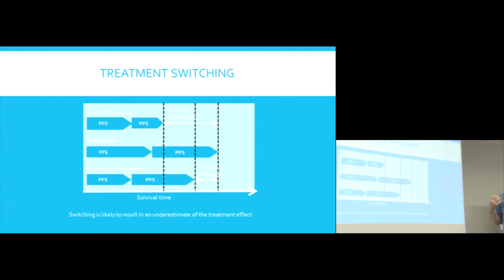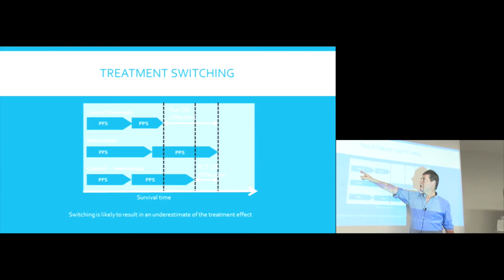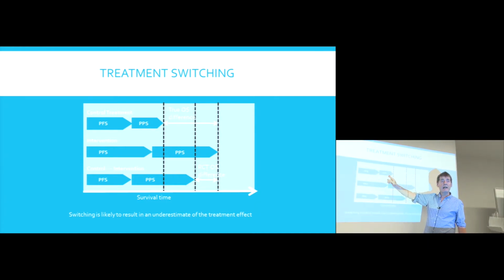Okay, and so these blue arrows, PFS, progression-free survival, PPS, post-progression survival. What's happening here is that patients getting the control treatment have a particular period of progression-free survival followed by a particular period of post-progression survival. By contrast, patients who get the intervention have a longer period of progression-free survival, the drug is working, and a longer period of post-progression survival.